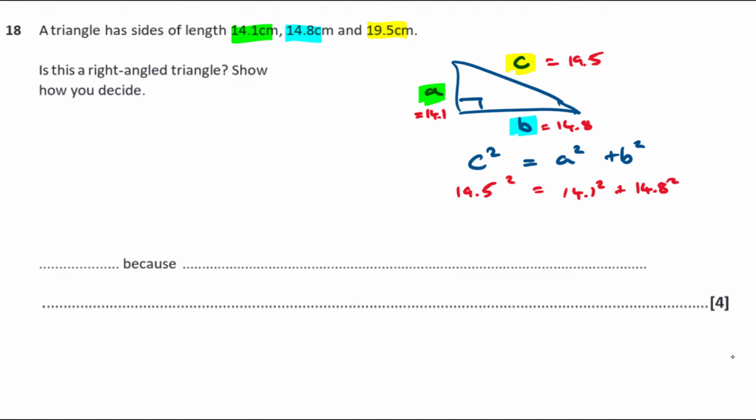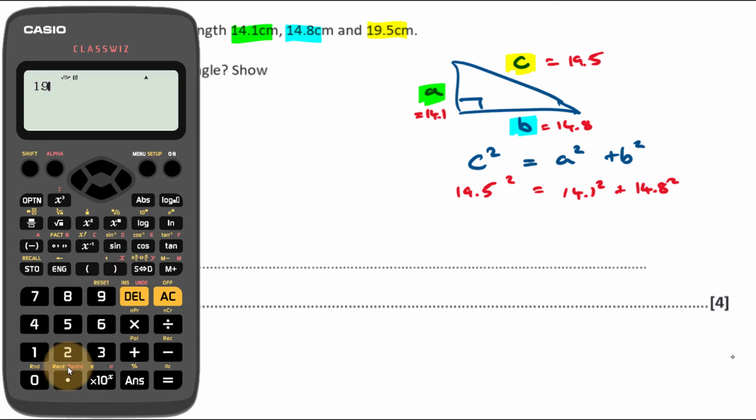Let's find out. So 19.5 all squared, that comes out, according to my calculator, as 380.25. Is that equal to 14.1 squared plus 14.8 squared? No, it's not. That comes out to be 417.85. So these two things are not equal to each other.